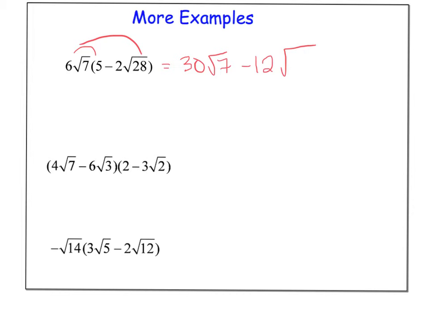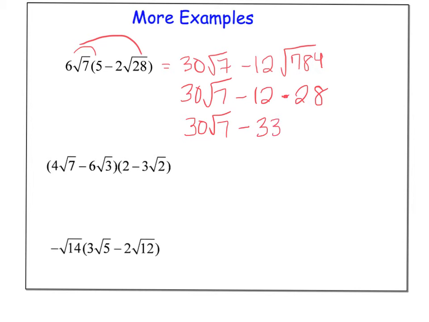784, believe it or not, is a perfect square. And it turns out to be a 28. I don't know where I came up with that. Probably this 12. So it's 12 times 28. Is that result, and then that number would be 336. So our final result here is 30 times the square root of 7 minus 336, and there's nothing more to do with that.